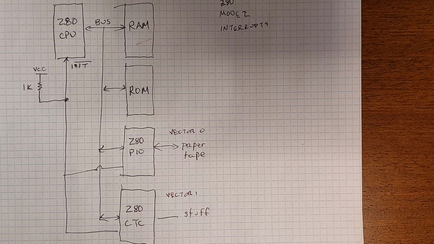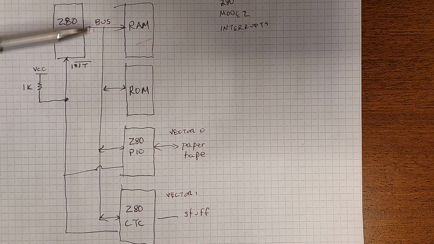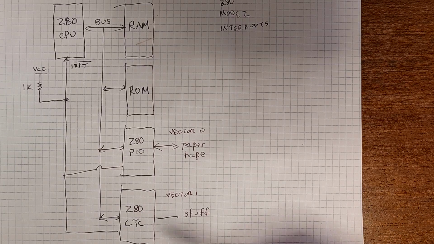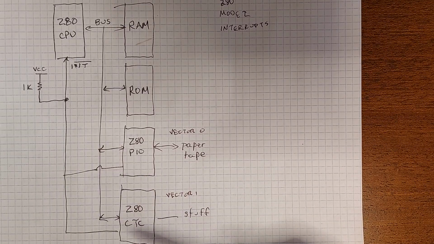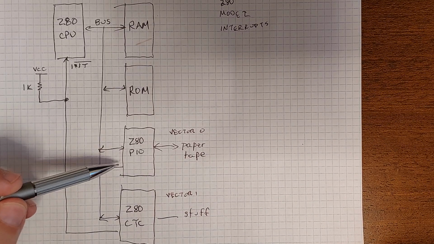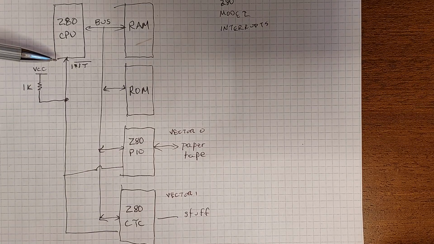Okay, so we've got a little Z80 system here. We've got a CPU, some ROM, RAM. The bus is a little bit abstracted. And the main thing to note here is that we have two Z80 peripheral chips that are capable of running in interrupt mode 2. They share a common INT line, generating the interrupt to the Z80.